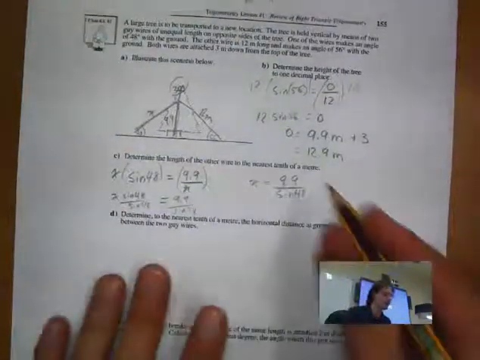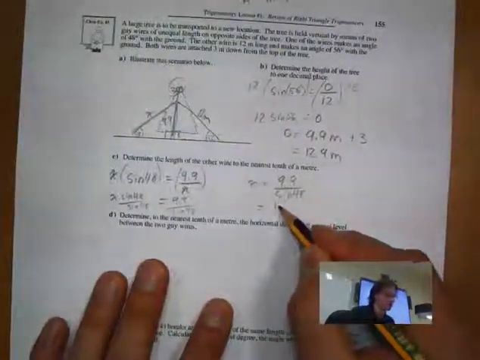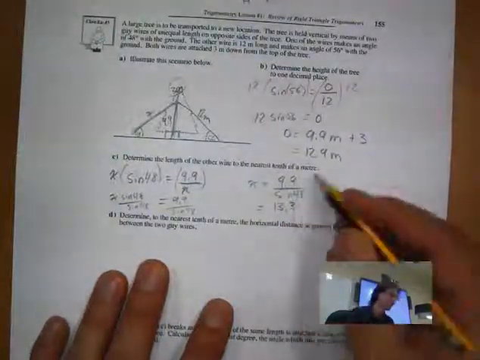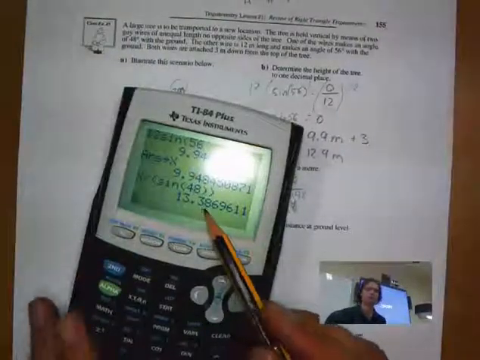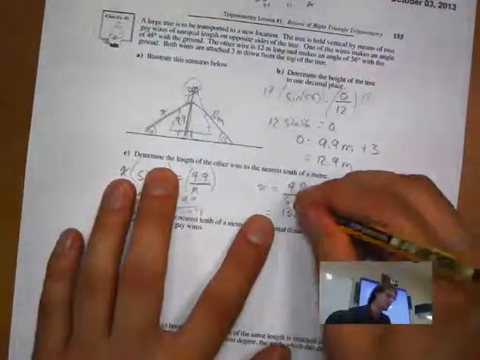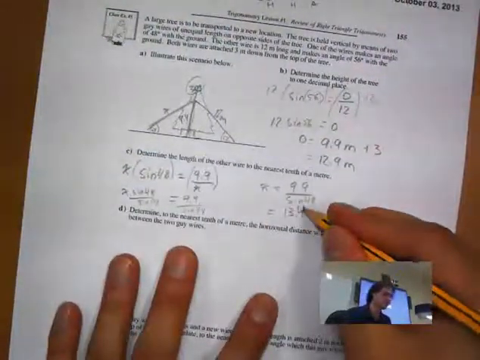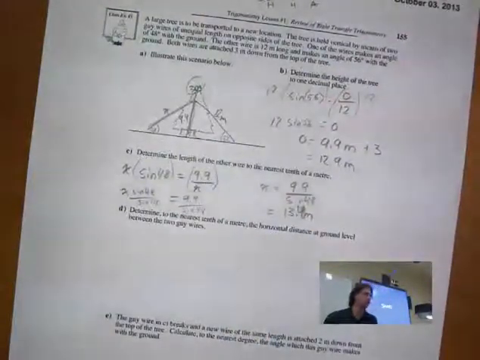Okay? So we get 13.4 meters because we have to round up. So I get 13.3, so it's 13.4 meters long. So now we know both wires.